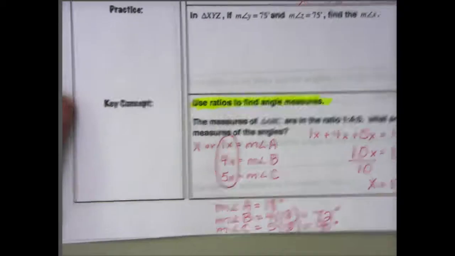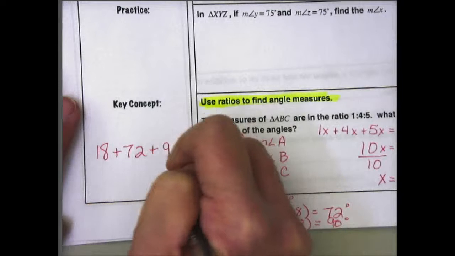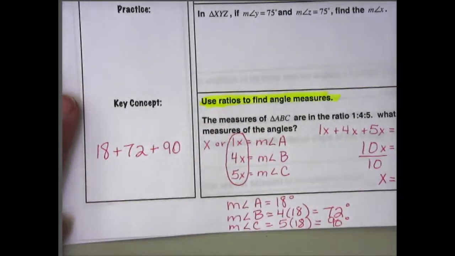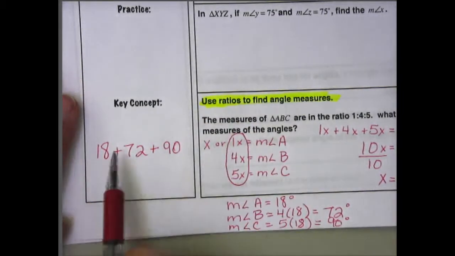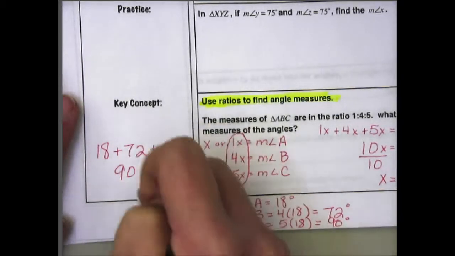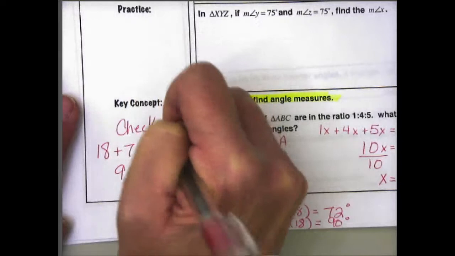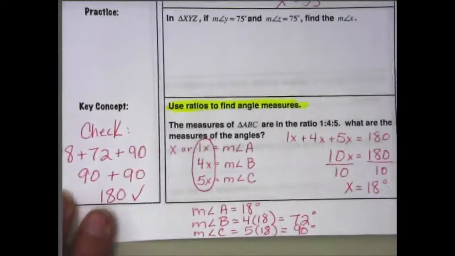Once again, we can check it. We can take 18 plus 72 plus 90, and if they equal 180, then we know we're correct. So 18 plus 72 is 90, plus 90 is 180. So there's our check, and we know that we got that problem correct.